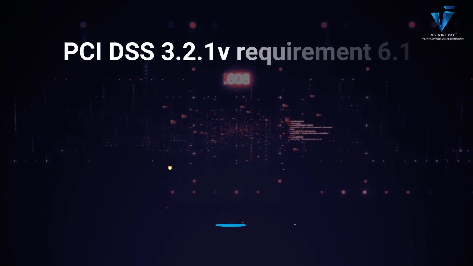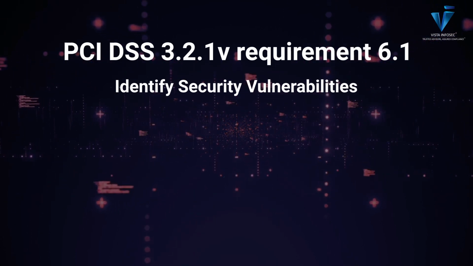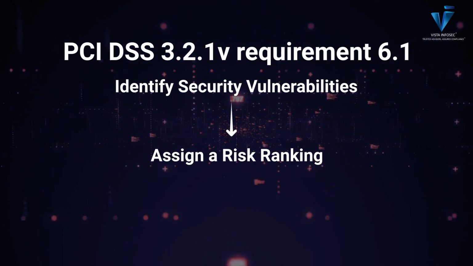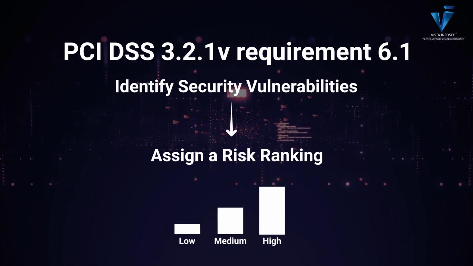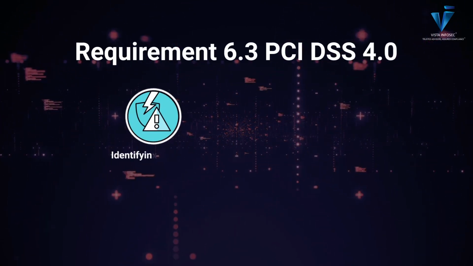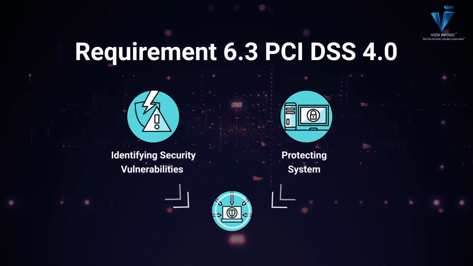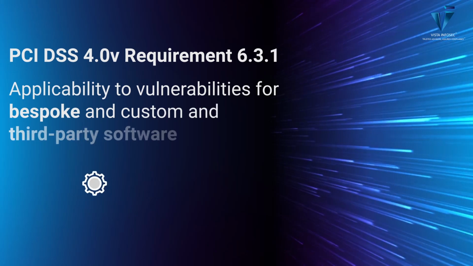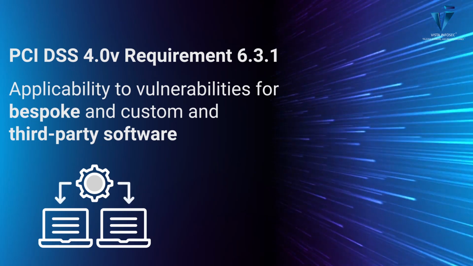The first thing that changed: PCI DSS 3.2.1, requirement 6.1, spoke about establishing a process to identify security vulnerabilities using reputable outside sources for security vulnerability information, and then assigning a risk ranking, for example, medium, high, low, to newly discovered security vulnerabilities. Now, this has been shifted. Requirement 6.3 under PCI DSS 4.0 is given as identifying security vulnerabilities and protecting system components from vulnerability via patching. And the new point that is covered is requirement 6.3.1, which includes an additional bullet which clarifies applicability to vulnerabilities for bespoke and custom and third-party software. So this is a new clarification that has been added.